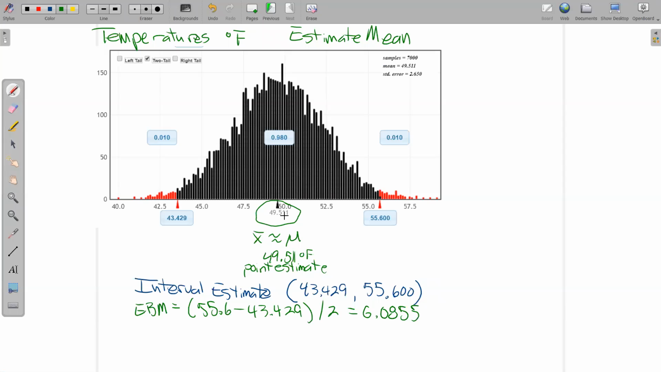So I could also say we believe that the average temperature is 49.511 plus or minus the 6 degrees. So we're within 6 degrees of 49.5. Okay, so a couple of ways I could state that.